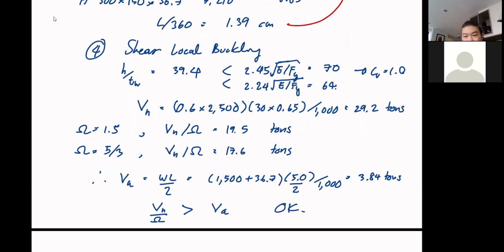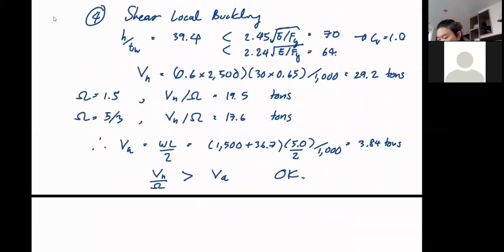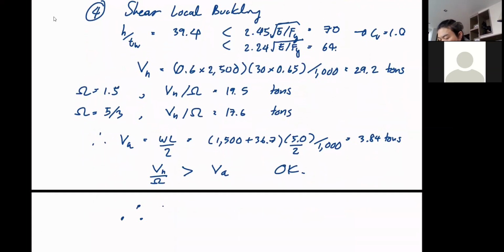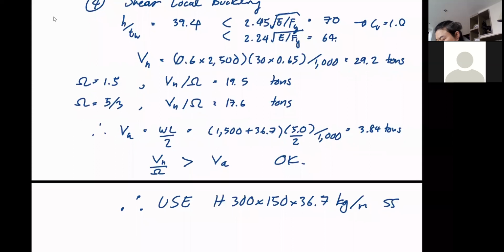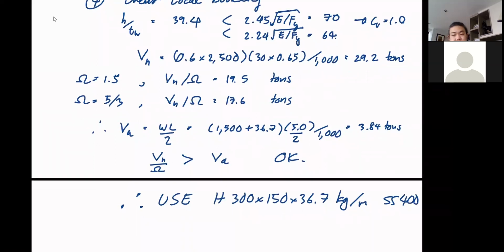So now we have checked everything and we can conclude that we are going to use H300 by 150 by 36.7 kilogram per meter, SS400. So that's the end of your design. Any question, please?